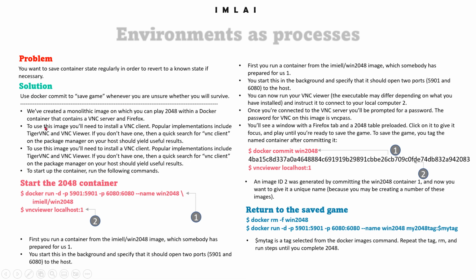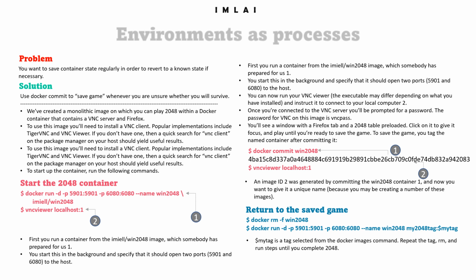So for that we have created a monolithic image on which you can play 2048 within a Docker container that contains a VNC server and a Firefox. To use this image you will need to install a VNC client, and popular implementations include Tiger VNC and VNC Viewer, whichever is fine. If you don't have one, do a quick search for a VNC client on the package manager on your host using apt search vnc client, and you will get one.